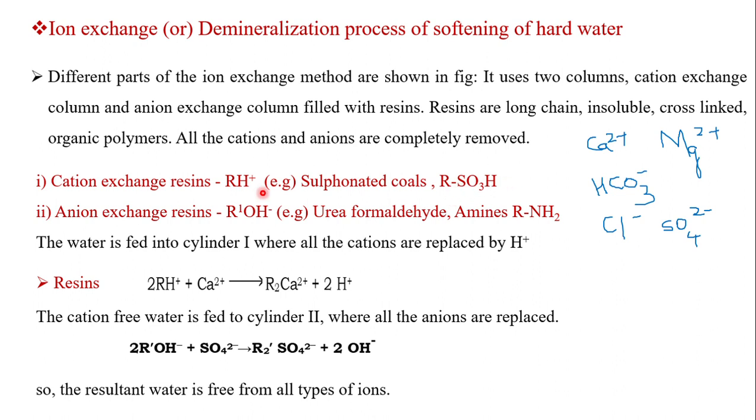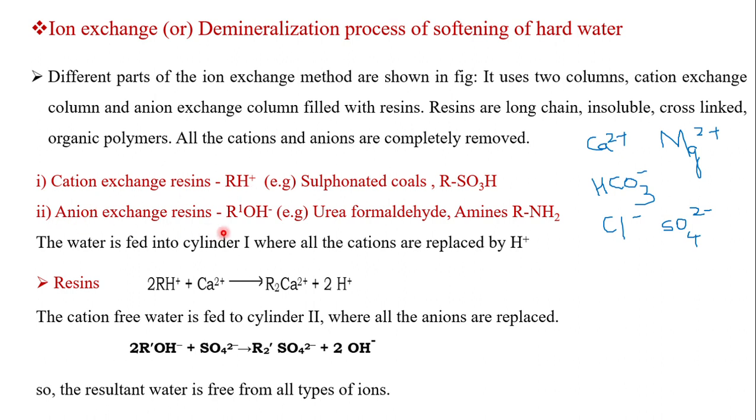Here the R means it is a cross-linked polymer and the functional group is simply represented by the H+. That means the H+ will be replaced with cations like Ca2+ and Mg2+ during the process. Hence we represent the cation exchange resin as RH+.